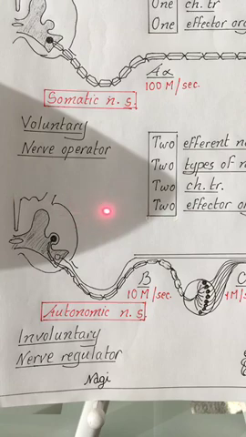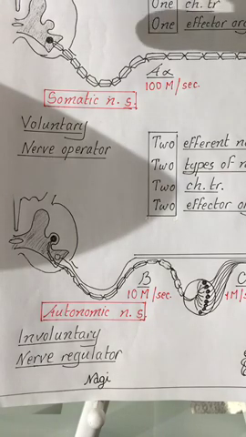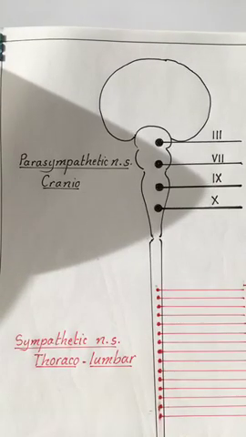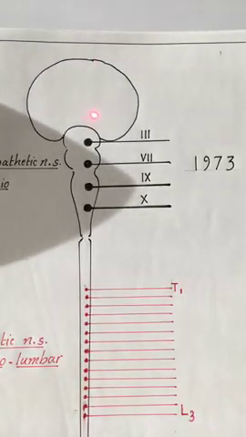The parasympathetic efferent fibers start at 2 sites. First, at motor nuclei of 4 cranial nerves. Motor nuclei of 4 cranial nerves. Number 3, 7, 9, and 10. The motor nuclei of cranial nerves number 3, 7, 9, and 10.